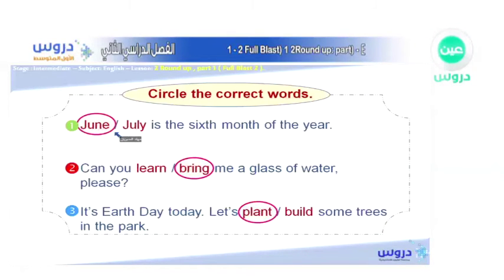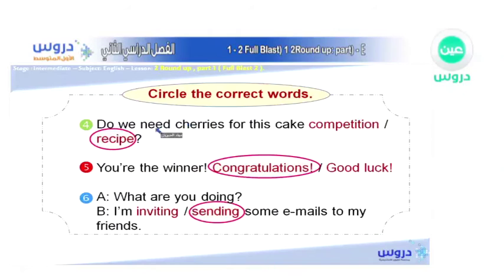Okay, so here are the answers. June is the 6th month of the year, and can you bring me a glass of water, please? It's Earth Day today, so what do we do with trees? We actually plant them, plant the trees in the park. Okay, so do you need cherries for this cake? Do we have a cake competition? Yes, but what do we do in a cake competition? We make cakes, and how do we make cakes? By using a recipe. Then you are the winner. Before I tell you good luck in your life, what do I say? I say congratulations on winning, and then I say good luck.